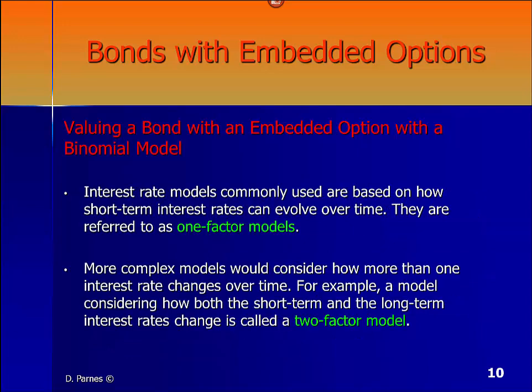Let's understand that the interest rate models commonly used are based on how short-term interest rates can evolve over time. They are referred to as one-factor models. More complex models exist, but we're not going to get too much into that. They are called two-factor models. For example, a model that considers both the short-term and the long-term interest rates is a two-factor model simply because it looks at short-term and long-term as two separate things.